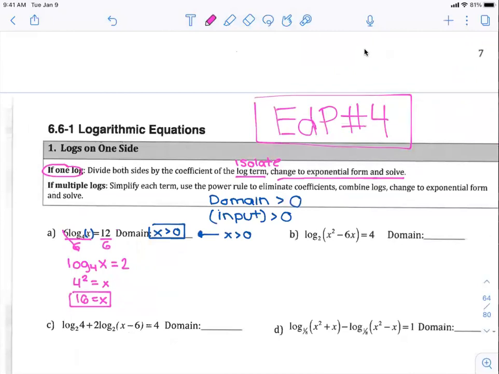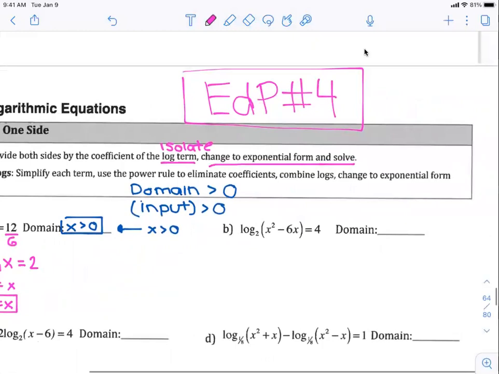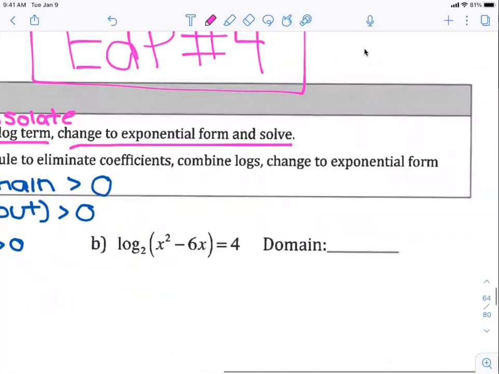Let's take a look at part B. Same idea, that input has to be greater than 0. So let's start with the domain part. So for the domain, we're going to say x squared minus 6x is greater than 0. I'm going to do all my inputs in blue just to be organized.